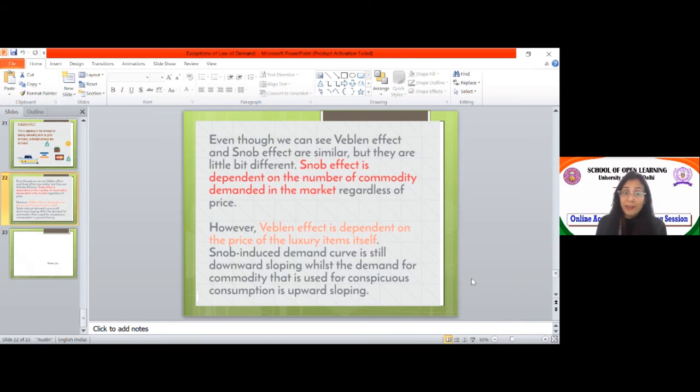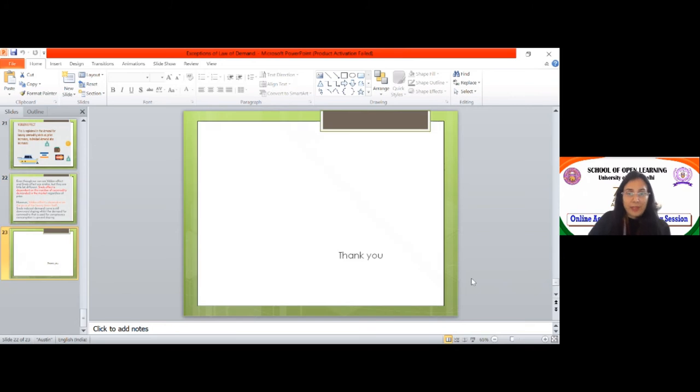However, what is the Veblen effect? It is about the price of luxury items. A snob-induced demand curve is still downward sloping, while the demand for a commodity that is used for conspicuous consumption is upward sloping. It means as the price of a Rolls Royce increases, still with the increase in the price of the Rolls Royce, we will try to have more of it, we want to have more demand for it. So the Veblen effect is to show off. The snob effect is we want to be exclusive. So obviously its demand will be downward sloping, but still the snob effect does not follow the normal rule of the law of demand. Okay, so I hope that is clear.